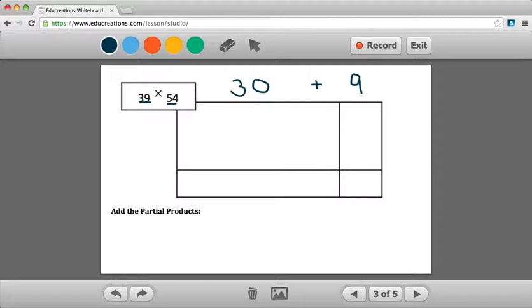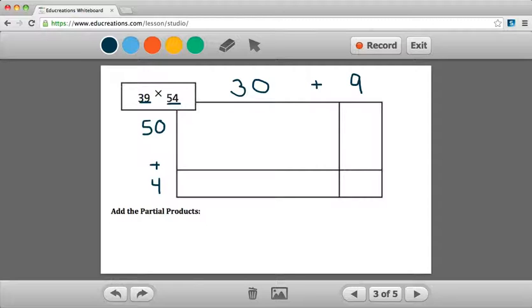Then we go to 54. Again, look at the tens. How many tens are there? 5. So 5 tens we know is 50. Then add the ones. How many ones are there? We see that there are 4. So we're going to add 4. So now we have it broken up into 30 plus 9 and 50 plus 4, which is going to be equivalent to 39 times 54.